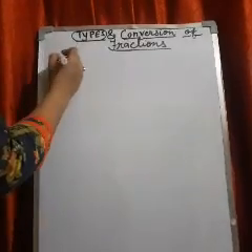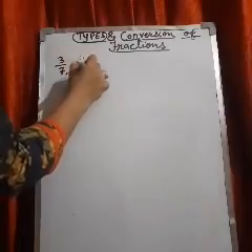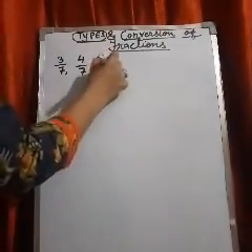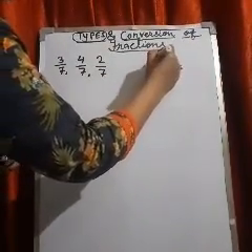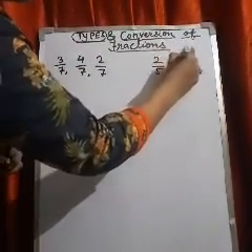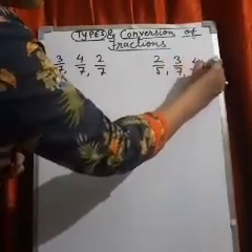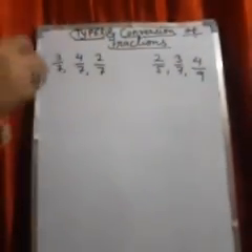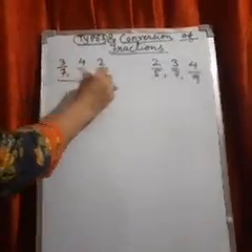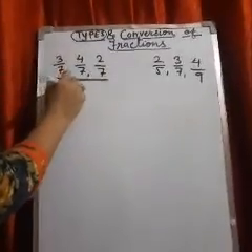Now see, I am writing few fractions here, 3 by 7, 4 by 7, 2 by 7. Okay, now I am writing another group of fractions here, 2 by 5, 3 by 7, 4 by 9. Can you find any difference between this group of fractions and this group of fractions? Yes, here we can see that all the denominators are same. So, it has same denominator.